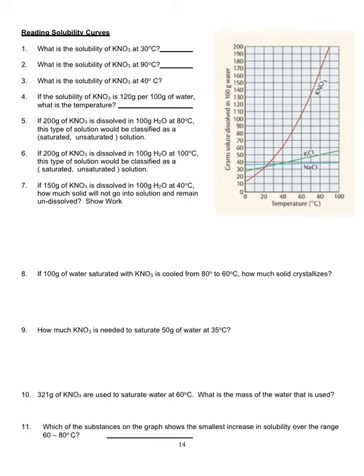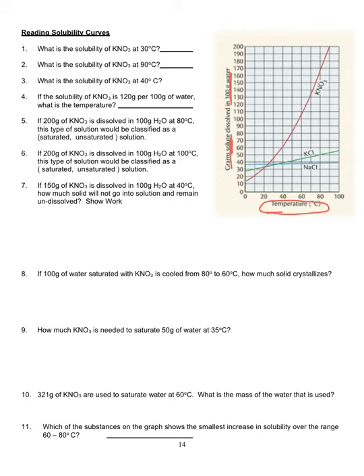Couple things to notice on here: down on the x-axis is the temperature. Okay, so as we go across, it's getting warmer. And on the y-axis, it's the grams of solute in the solvent. And the solvent here is 100 grams of water. Okay, so obviously these are all aqueous solutions because they're dissolved in water.